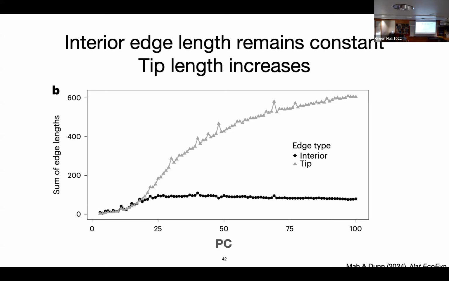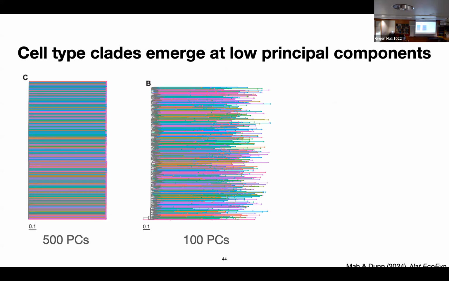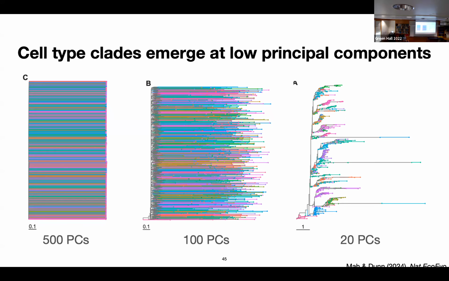So this means that past PC20, much of the variance is actually tip or cell-specific, which suggests that the phylogenetic signal may instead reside in the first 20 PCs. So when we use 100 PCs, we get a comb. When we use 500 PCs, we get that perfect comb. When we use 100 PCs, we start to see some phylogenetic signal, but when we only use 20 PCs, we finally get the emergence of true cell-type clades, and that is a beautiful cell phylogeny.